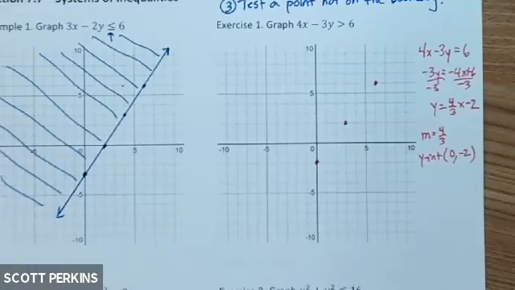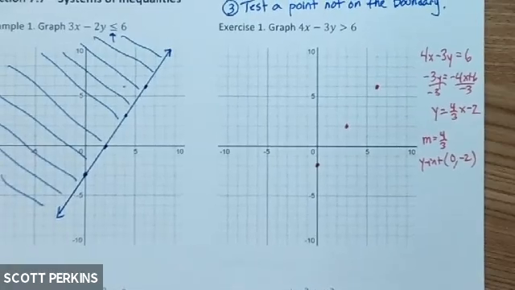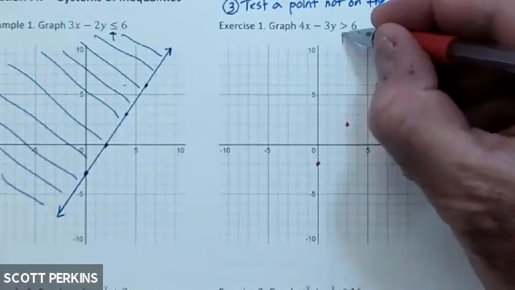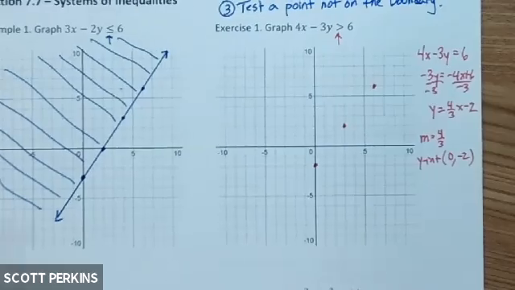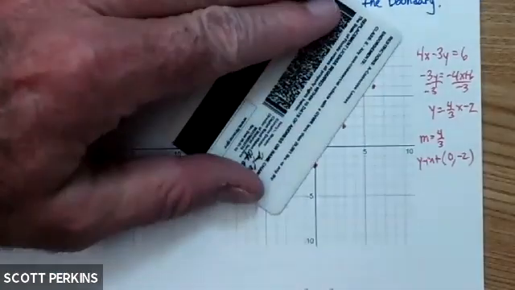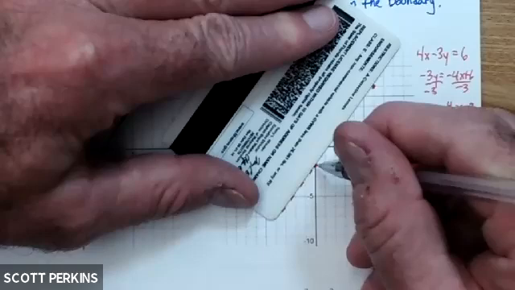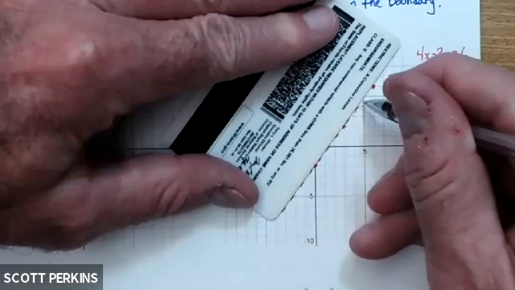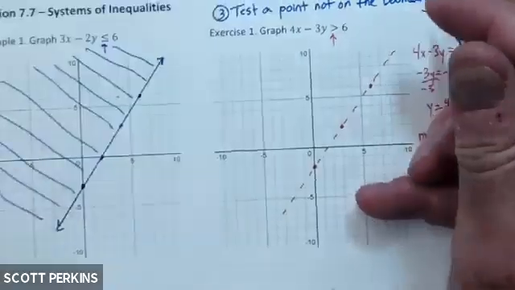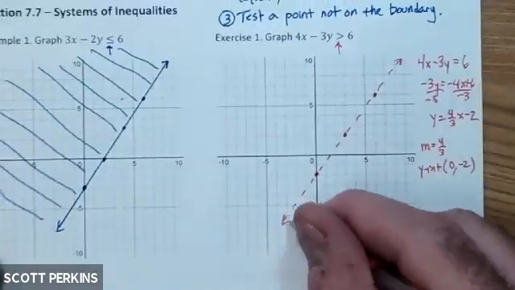That's step 1. Step 2 is I have now a choice to make. Am I going to connect these dots with a solid or a dotted line? Dotted, because this time there is no equal bar on my inequality. So it's going to be a dotted line. So let's see if we can do this. Perfect. That's a great dotted line. Love it. There we go.